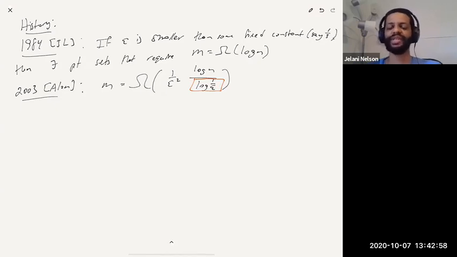Why? Because there's always an embedding into dimension d with no distortion, namely the identity map. Just take the points themselves. You're also never going to get a lower bound better than n minus 1.